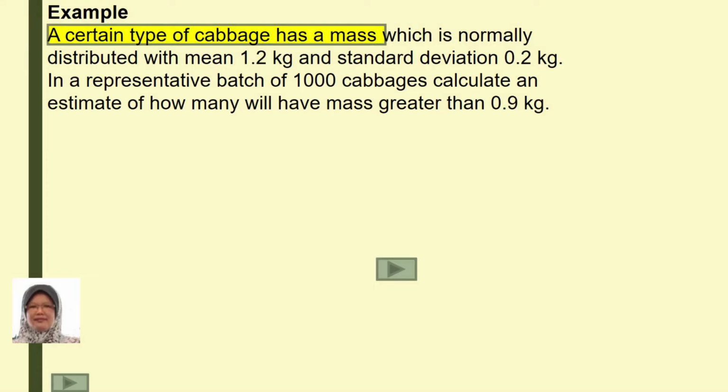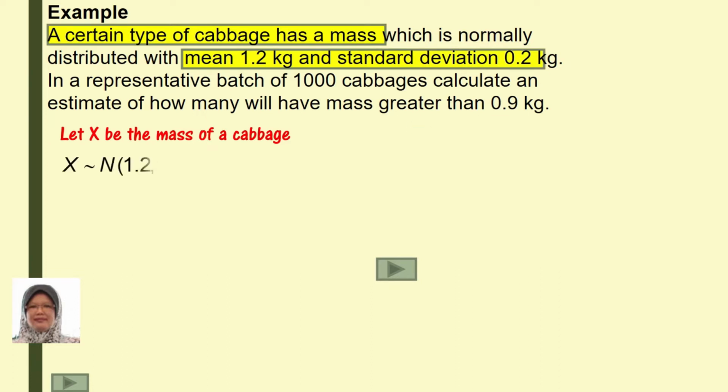A certain type of cabbage has a mass. Let X be the mass of a cabbage with mean 1.2 kg and standard deviation 0.2. So we can write X has a normal distribution with mean 1.2 and standard deviation 0.2. How many will have mass greater than 0.9 kg?